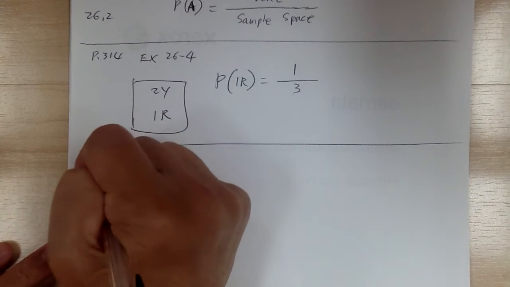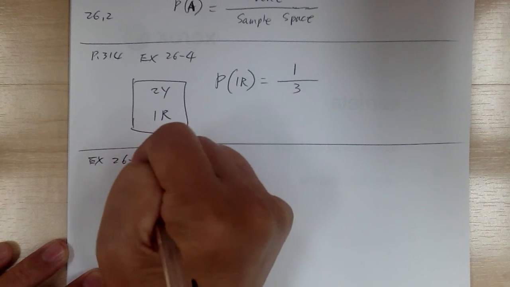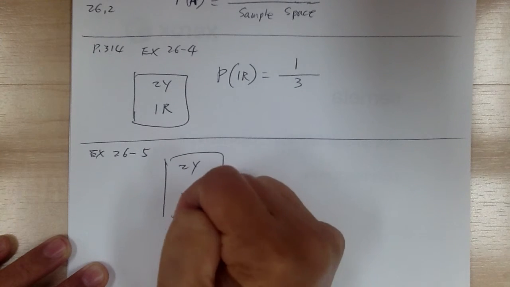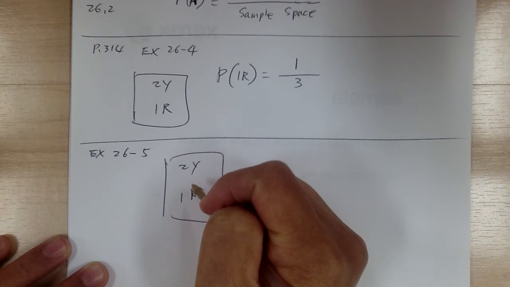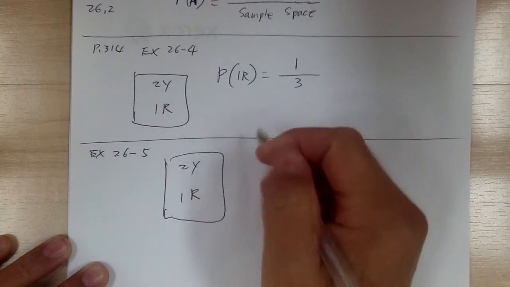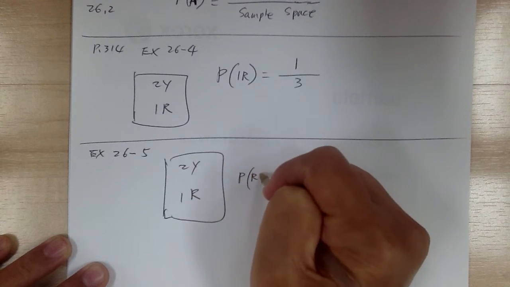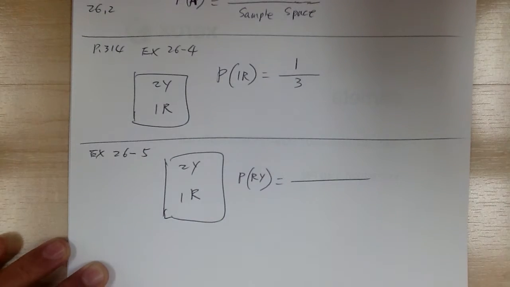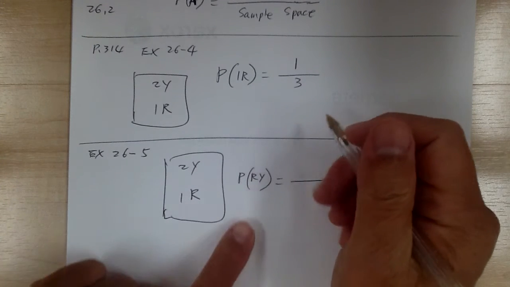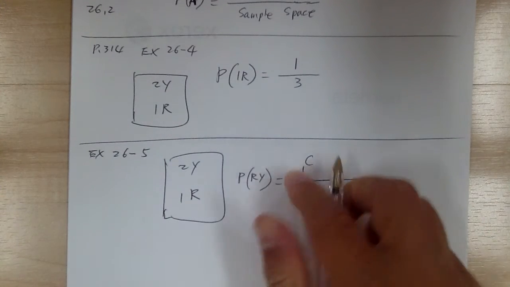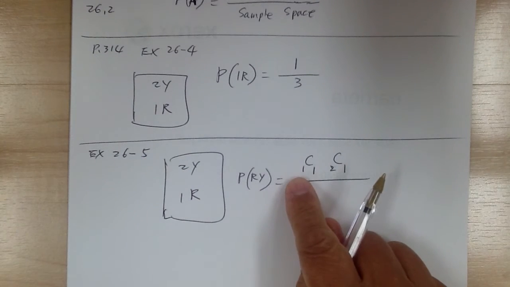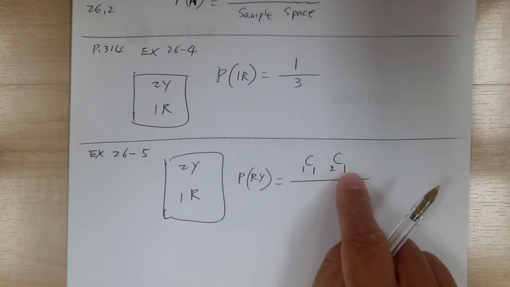Okay, now let's go to example 26-5. It says if a box contains 2 yellow and 1 red, what is the probability of drawing a red and a yellow if 2 balls are drawn? Okay, so the probability of 1 red, 1 yellow. Now when you're drawing more than 1 item at a time, then you need to use a combination. Use a C. So there's 1 red one, and you want to get 1 red one. There are 2 yellow, and you're going to get 1. So again, you're going to get 1C1 for the red, 2C1 for the yellow.